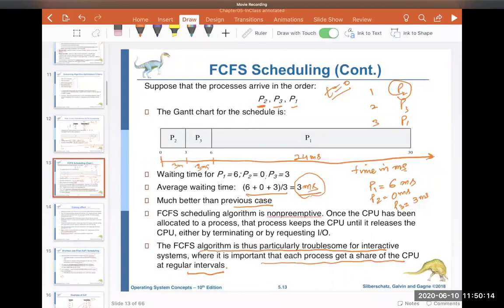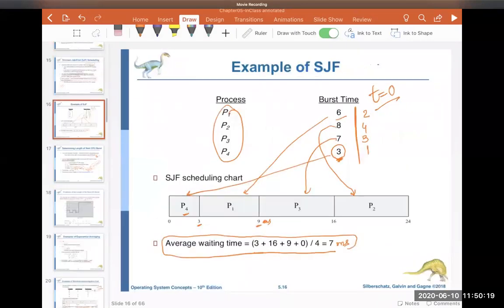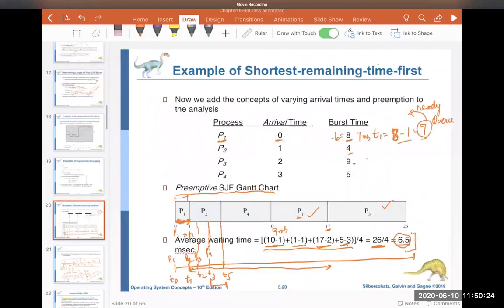Okay, now moving towards the next thing. First come first serve has been discussed. Then we discussed shortest job first, and in shortest job first, the main thing is the prediction of the next CPU burst.